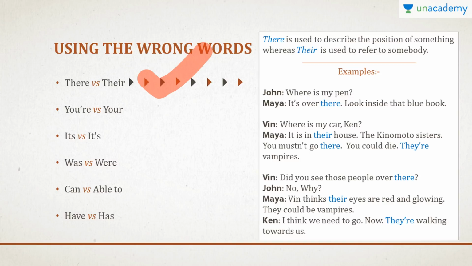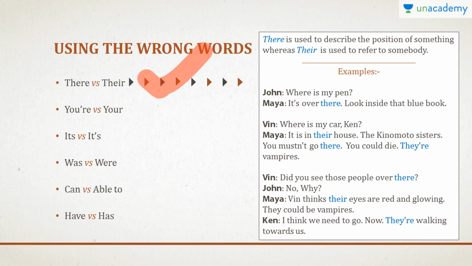The difference is THEIR refers to Kinomoto sisters, THERE refers to their house, and THEY'RE is actually a short form or contraction of they are. And here it also refers to the Kinomoto sisters. I hope you get what I'm saying to you.